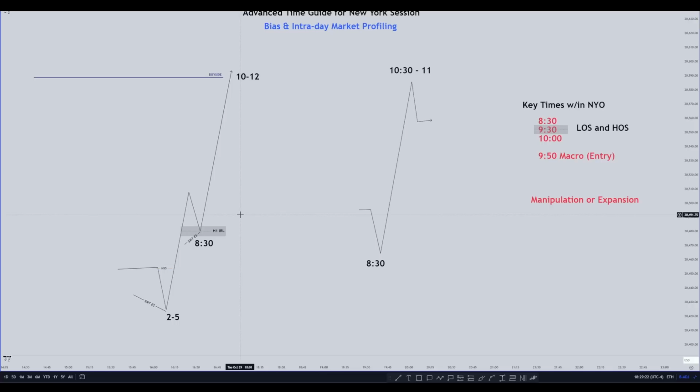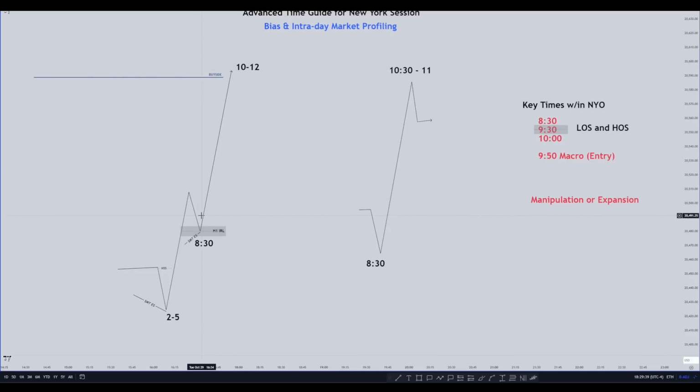No. We're going to see 9:30 expand, because now our low of session has been put in at 8:30 when that news driver came out. So we're going to see 9:30 expand. Until what time? What time will we see the new high form? London close. So after 10 a.m.